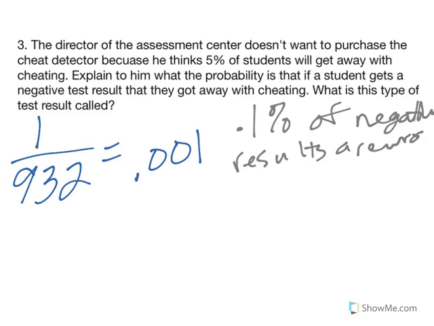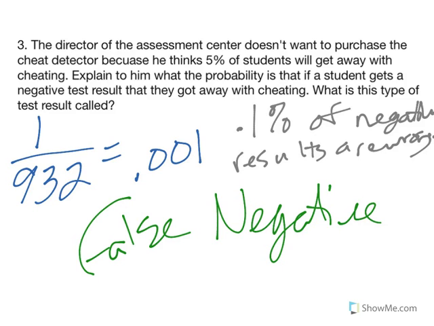So while the assessment center director says 5% are going to get away with cheating, no, they're not. 0.1% are going to get away with cheating, because those are the ones that are going to get a negative result when really they should have gotten a positive result. So it's really not nearly as big as you think. And as we know, this is called a false negative, because you were told that no, you didn't cheat, when really you were a big fat cheater face. And this, my friends, is the end of section 17, false positive, false negative.